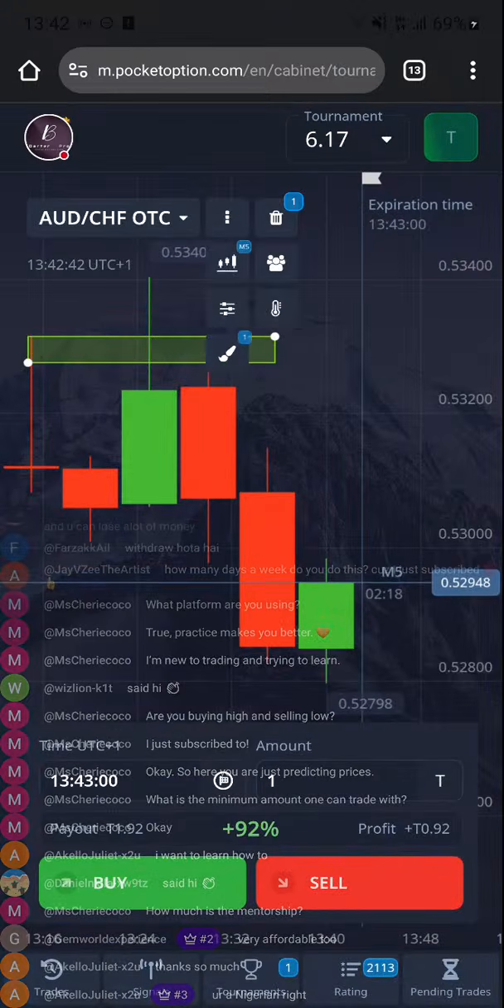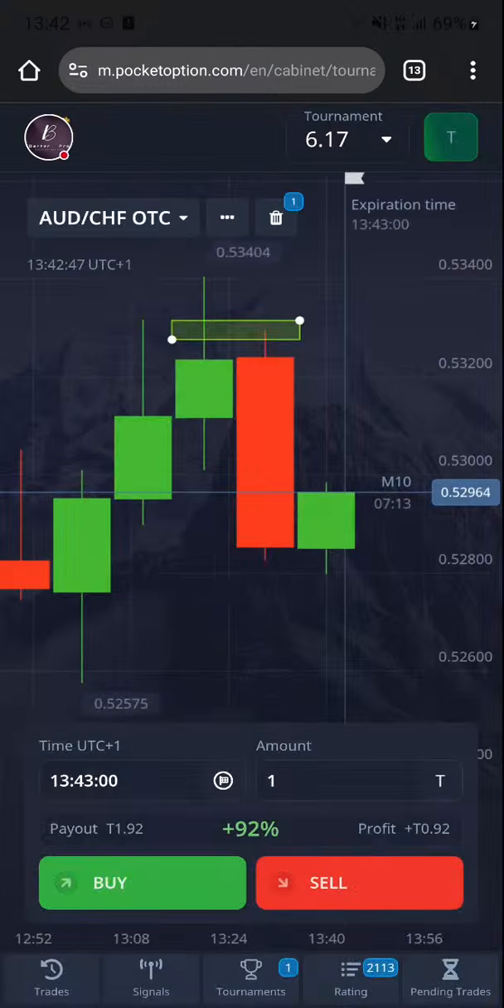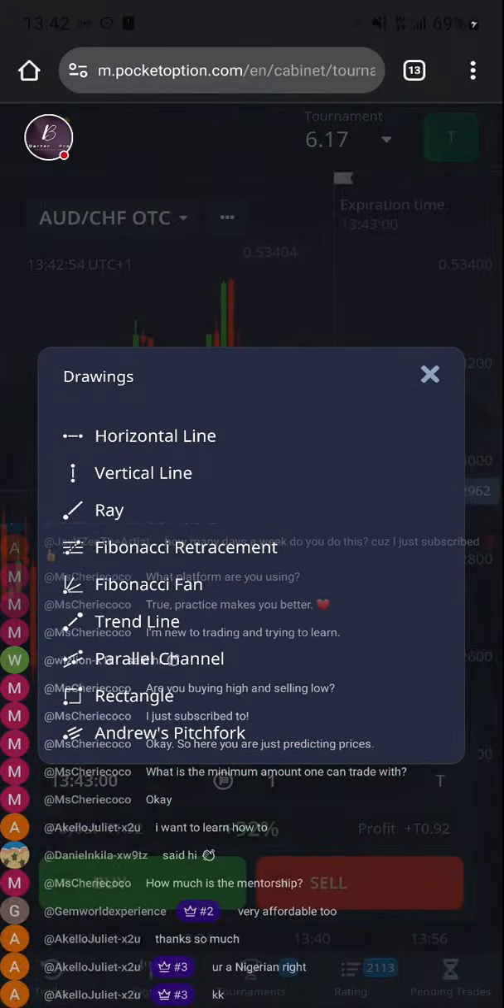Okay, let me check S10 because we have a lot of... okay, this QM is not valid. We're not going to take a trade based on the QM.